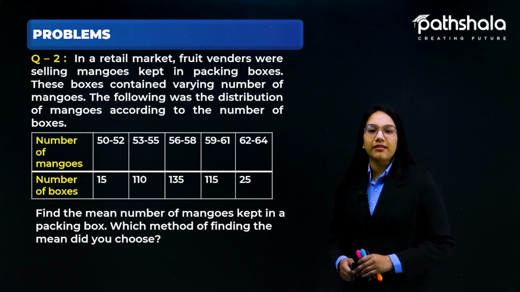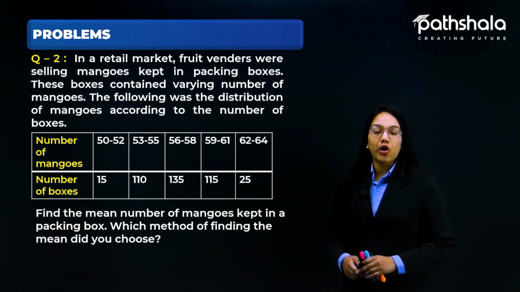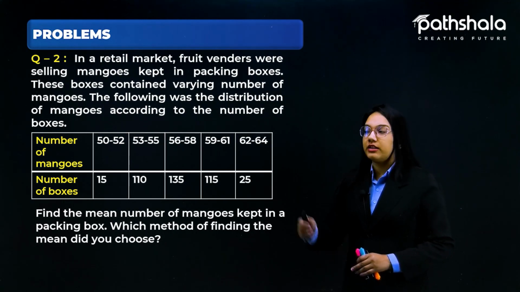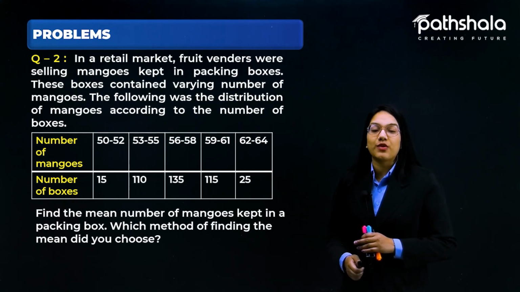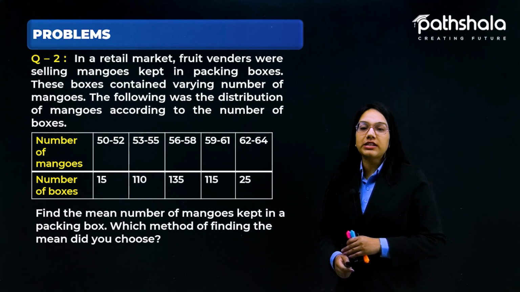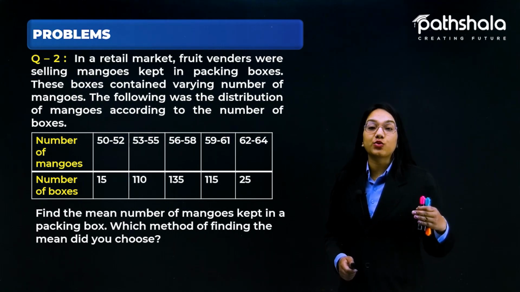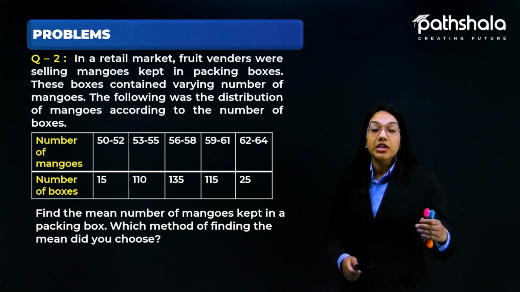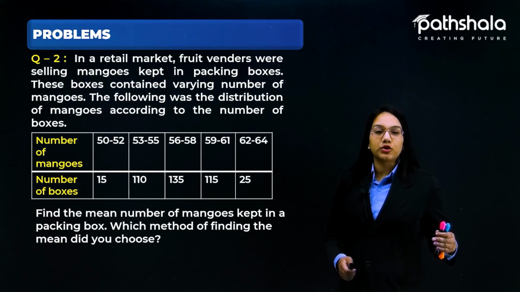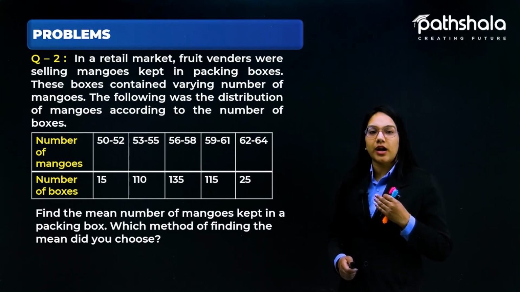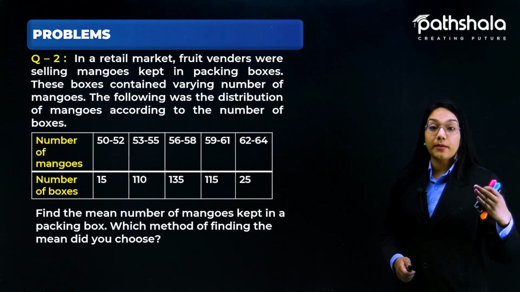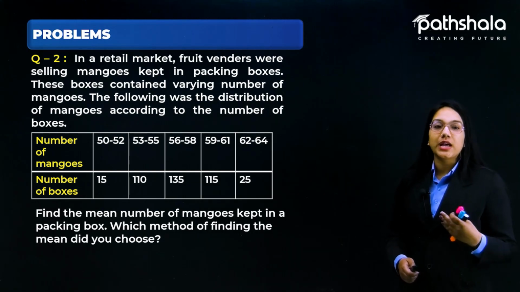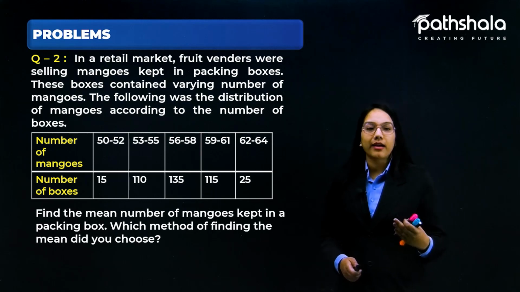Which method of finding the mean did you choose? First of all, as we can see, the intervals given to us are not continuous. You can see that the very first interval is 50 to 52 and the next one is 53 to 55, so it is not a continuous interval. First, we have to make it continuous, and then we will move on to finding the mean number of mangoes kept in the packing boxes.